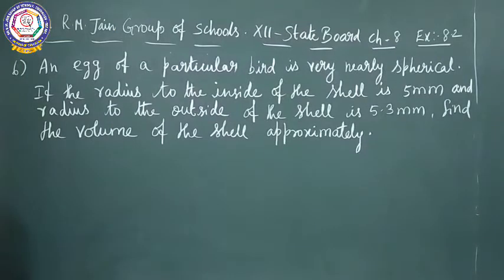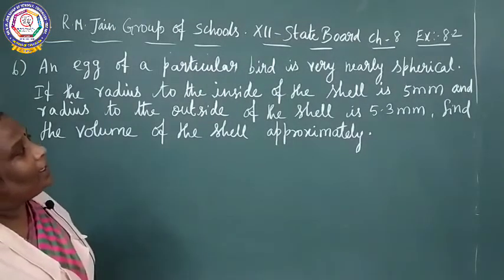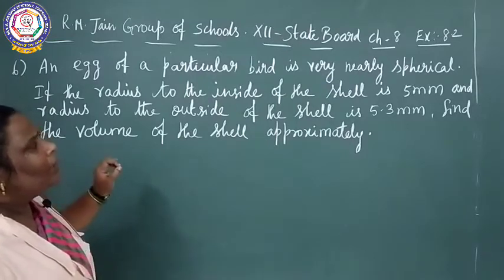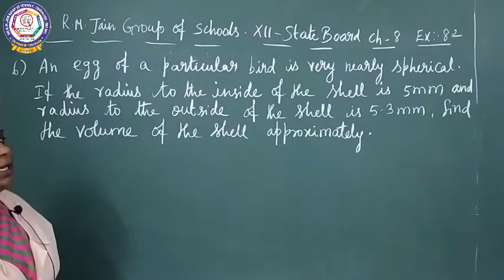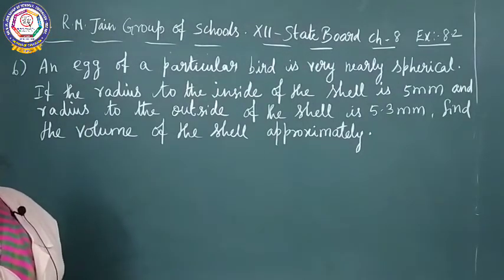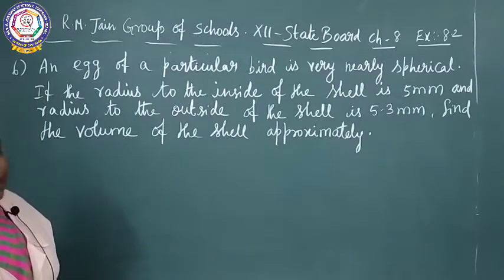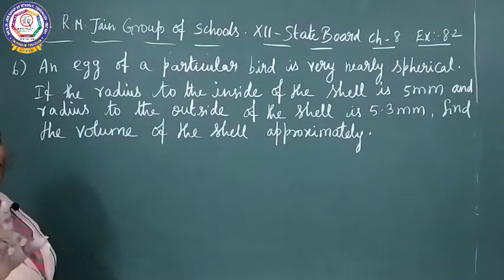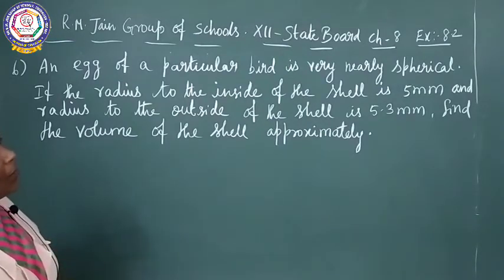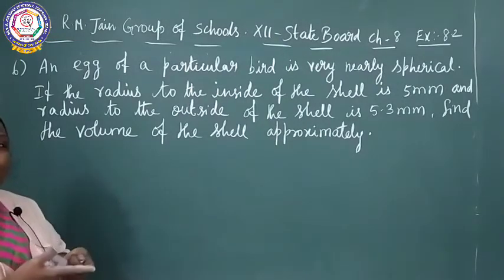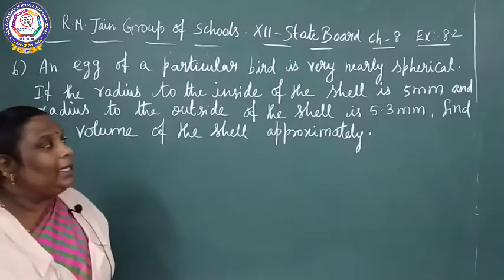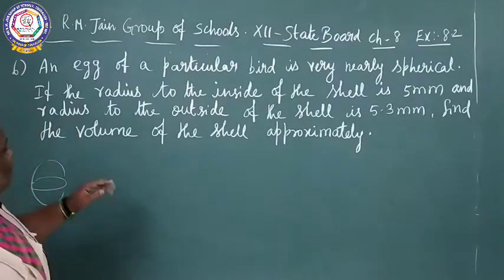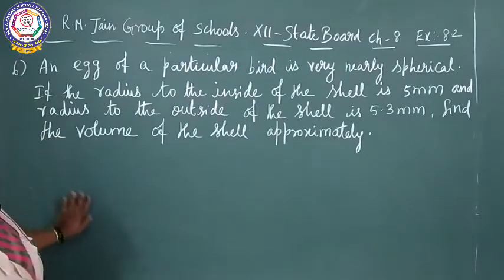See, an egg of a particular bird is very nearly spherical. If the radius to the inside of the shell is 5 millimeter and the radius to the outside of the shell is 5.3 mm, it is in a spherical shape. A bird egg is nothing but a spherical shape, with inside 5 and outside 5.3 mm. Find the volume of the shell approximately.